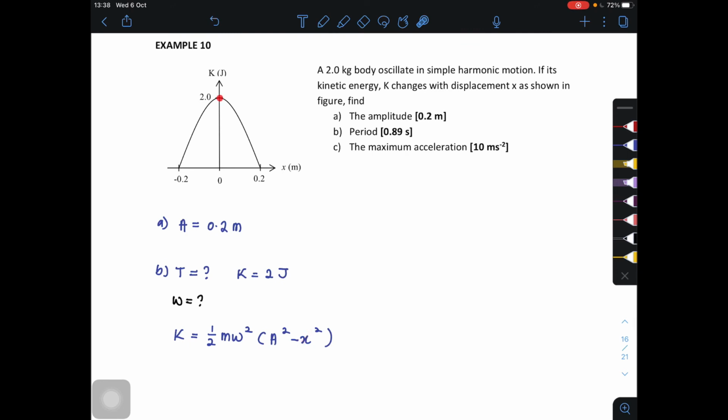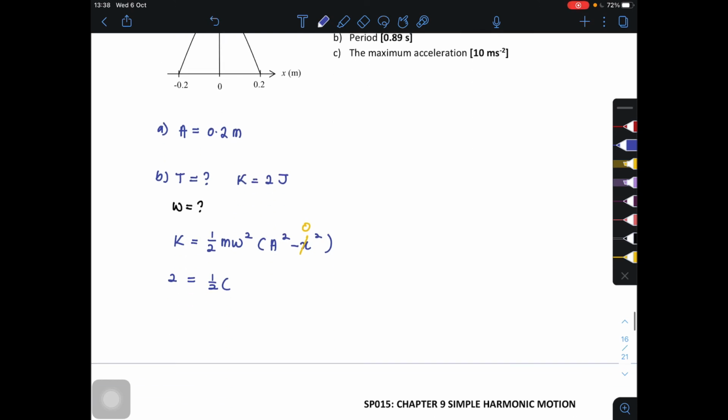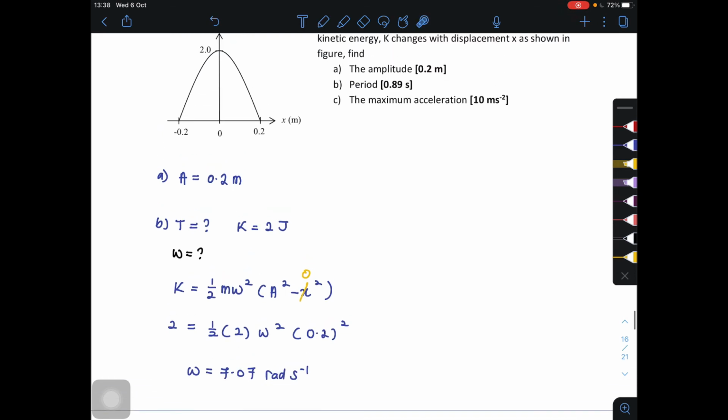Sebab dekat point ni, x adalah kosong kan? This one, this point here, x is equal to 0. So x is equal to 0, and then you just substitute 1 over 2, mass is 2 kg, omega is what we want, and then amplitude 0.2 square. So boleh dapat omega sama dengan 7.07 radian per second. Okay, you need to be careful here.